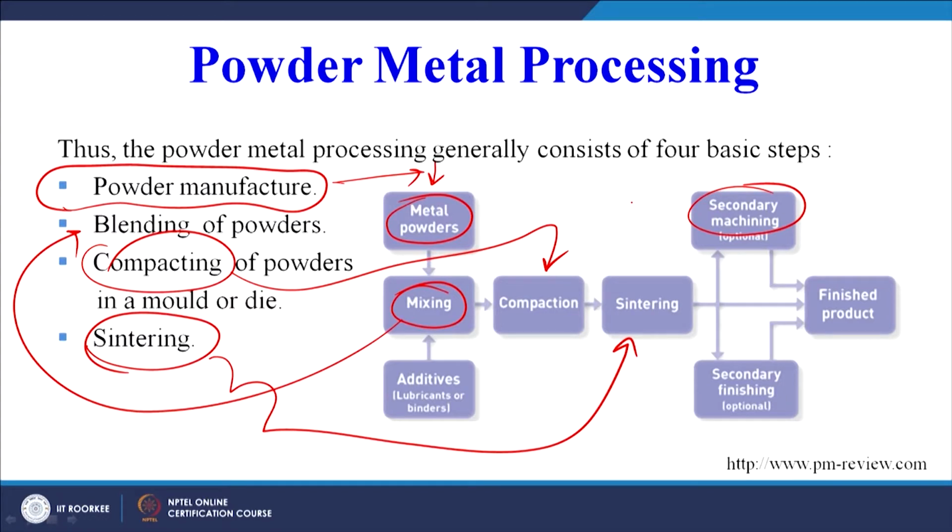Once your green compact or your sintered part is ready, you can do the secondary machining of the part. Sometimes some finishing operations can be done, and finally you get your finished product. So, this is basically the standard approach of producing the parts made by the metallic powders. So, the 4 basic steps are: you have the powder, you mix the powder, you compact it, and then you sinter it. Compaction will give it shape, sintering will give it the bonding and the strength.